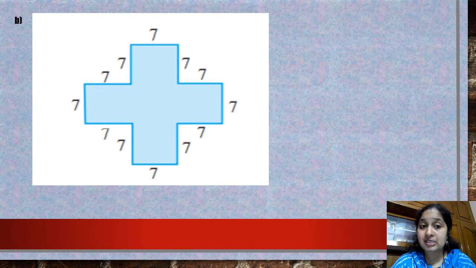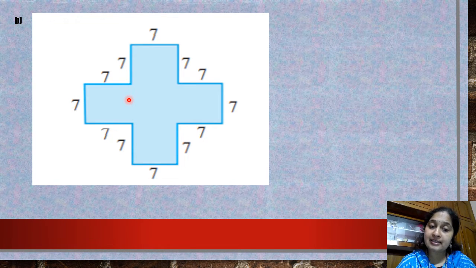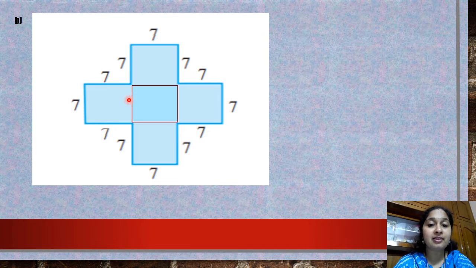Now, look into this picture. Yes, it looks complicated, children, but it is not really complicated. See, they've given you a figure which is looking just like a cross. So what can I do with this figure? I have to divide it into different parts. How do I do it? I can draw a line here, here, here, and here. So after drawing the lines, the figure will look something like this.